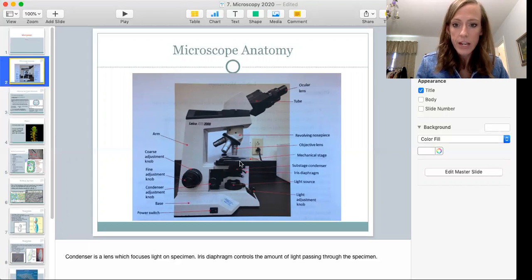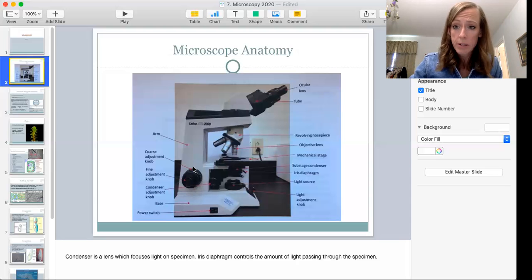Okay, so the stage, of course, is where you put your slide. There are little clips here that hold the slide in place. In order to focus, after setting your objective, you will use the coarse and the fine adjustment knobs. Use the coarse one first, and then the fine focus in order to bring all the details into view clearly.